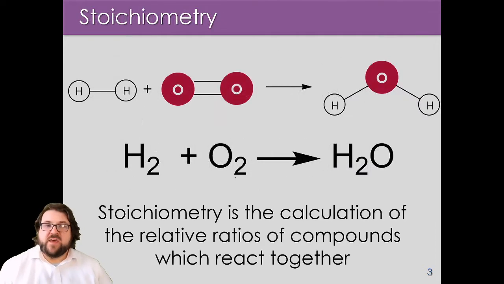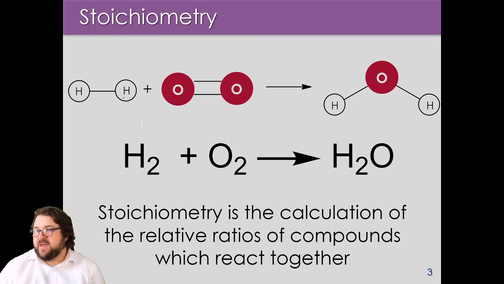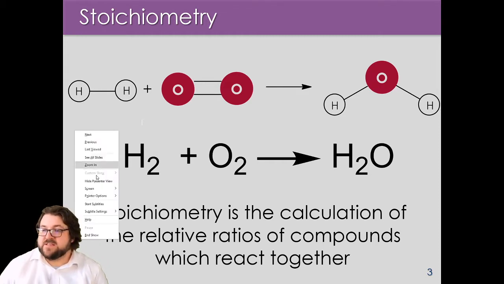So let's start with stoichiometry. Stoichiometry is the calculation of the relative ratios of the number of molecules or compounds that you need to react together. So by that, what I mean is, if we have a look at this model here, what is drawn, we've got hydrogen molecules and oxygen molecules.